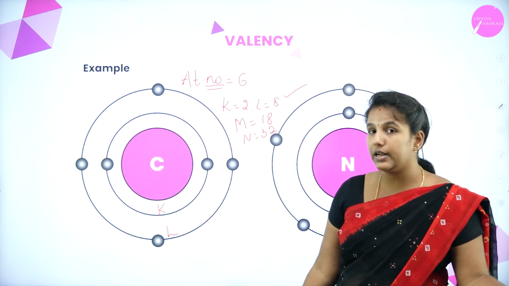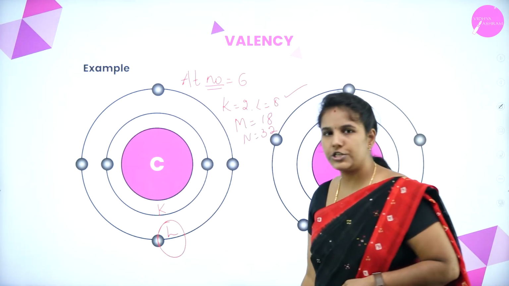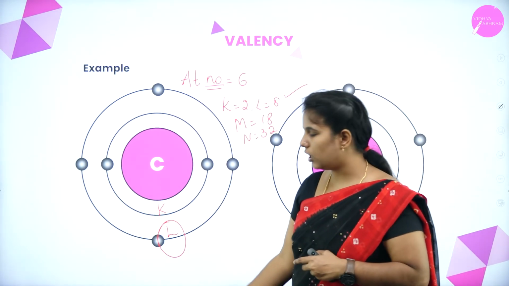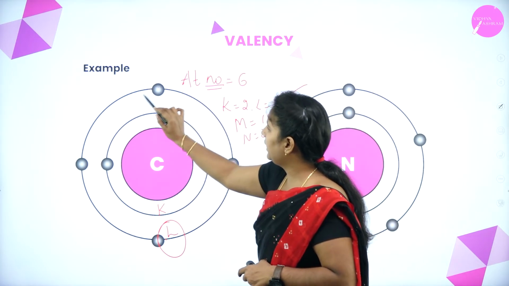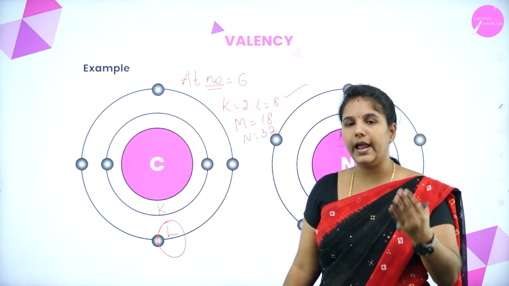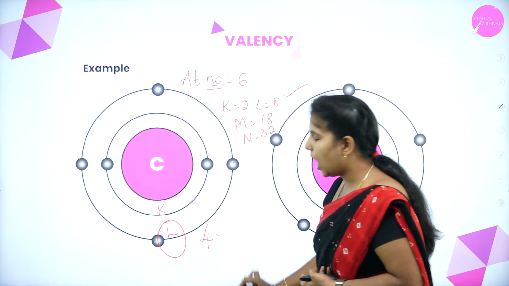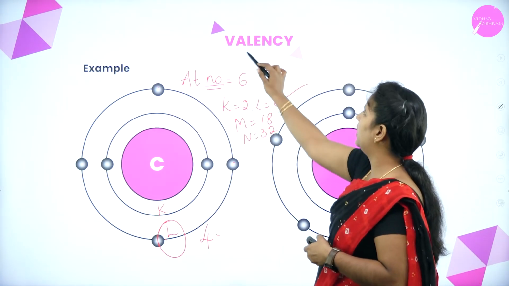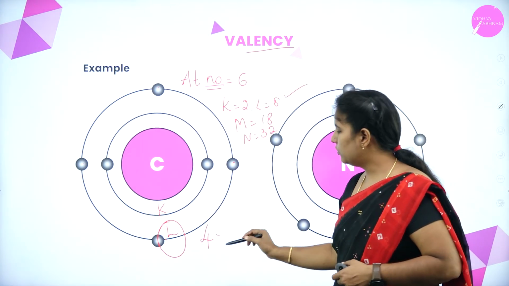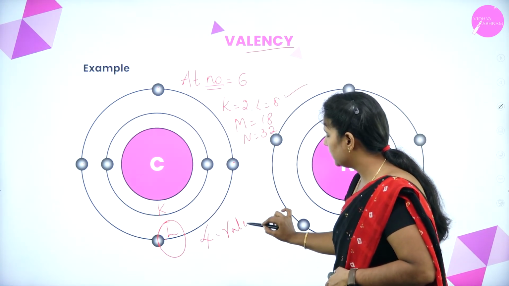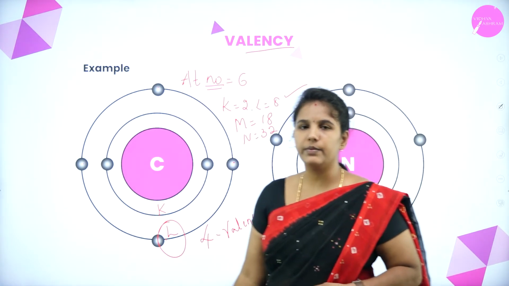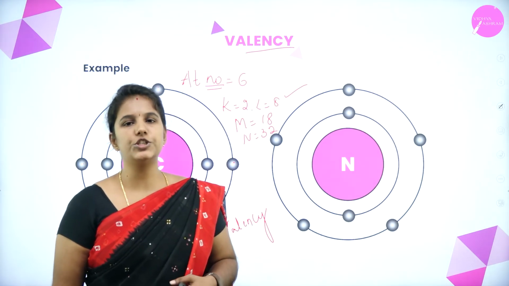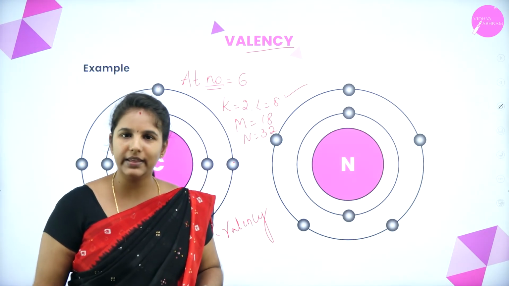So, which is the outermost shell here? L will be the outermost shell, right? So, how many electrons are present in the outermost shell? Can you easily count? 1, 2, 3 and 4. So, there are 4 electrons present in the outermost shell. Hence, these 4 electrons are responsible for the valency of carbon. So the valency of carbon is 4, because there are 4 electrons present in the outermost shell of carbon, that is, in the L shell.